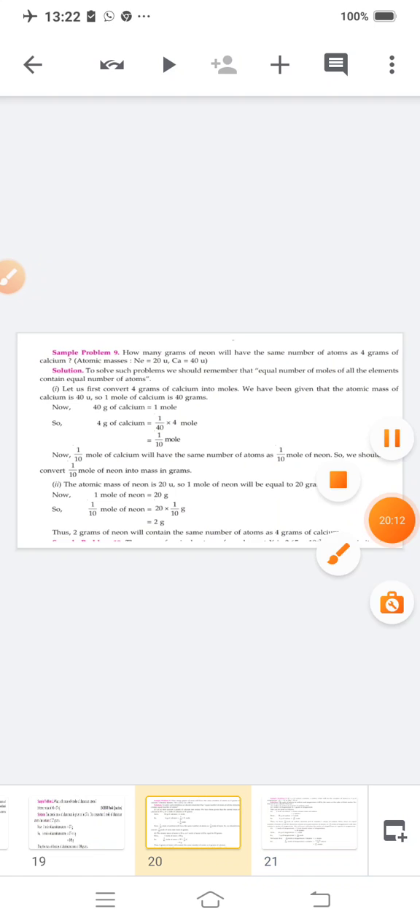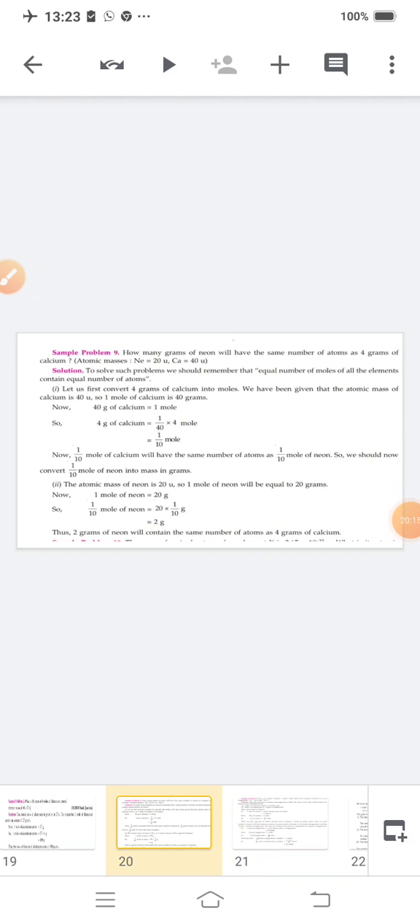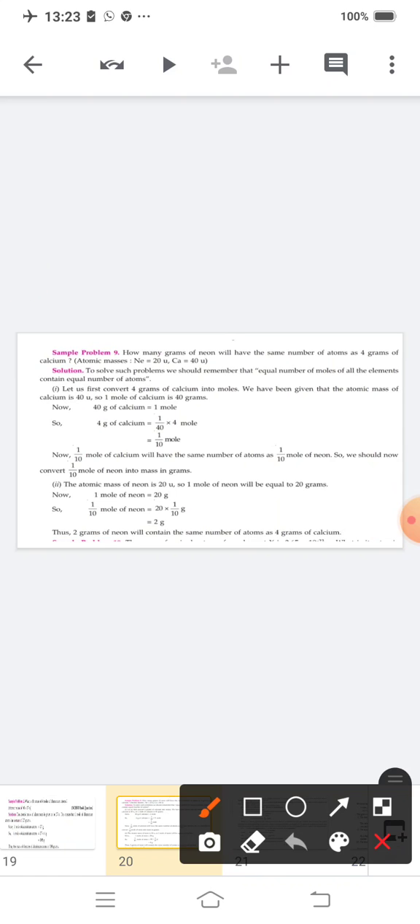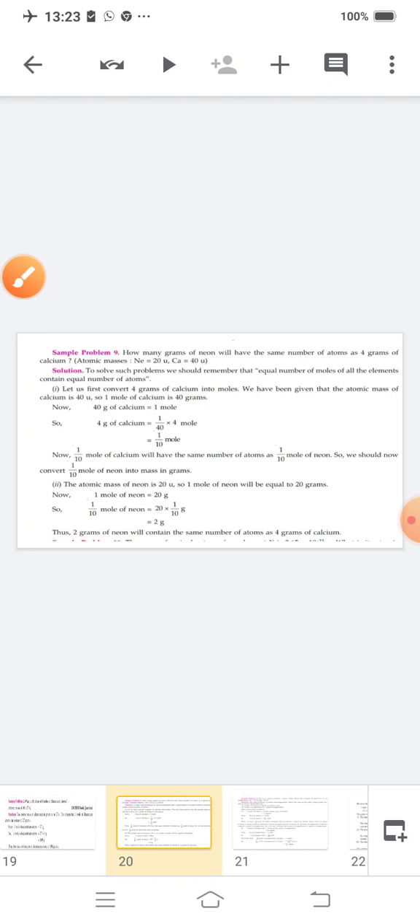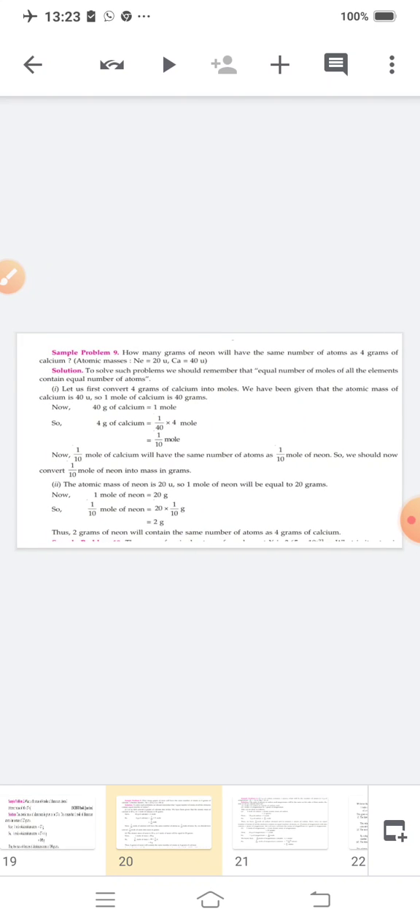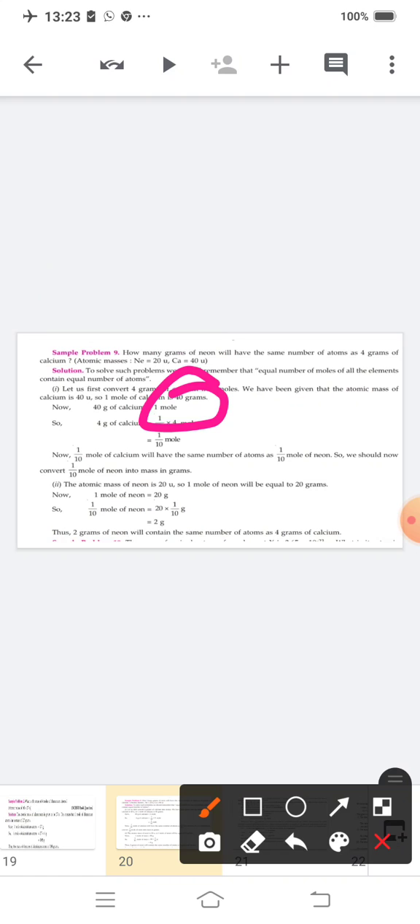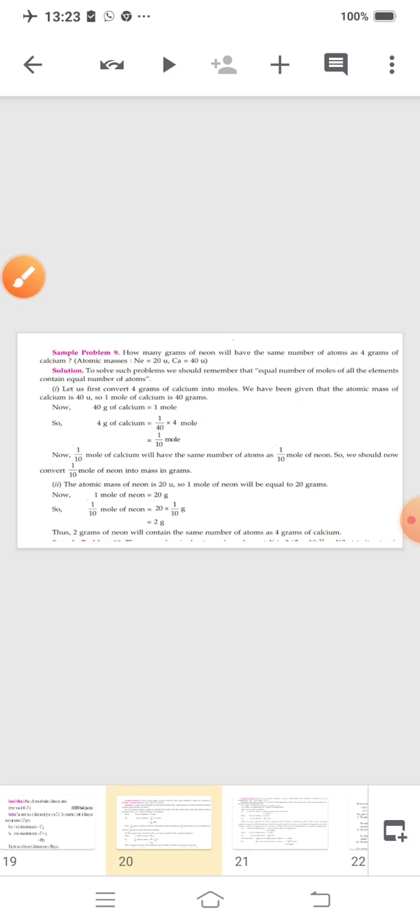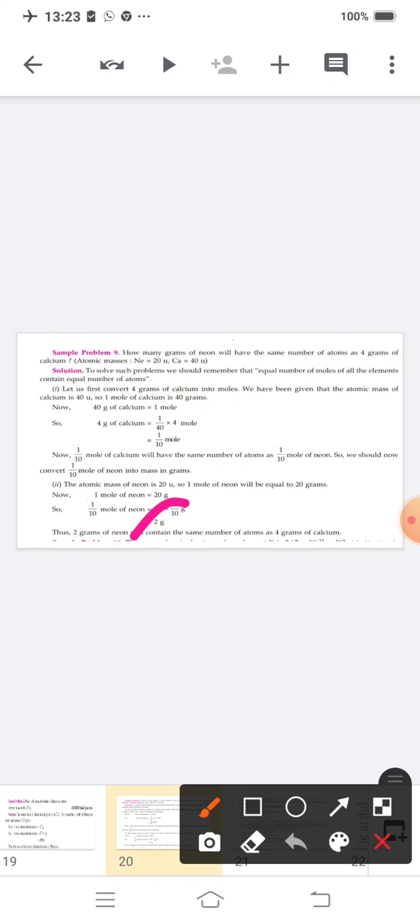Now, how many grams of neon will have the same number of atoms as 4 gram of calcium? So for this, first you remember this: equal number of moles of all elements contain equal number of atoms. So 40 gram is equal to 1 mole. So 4 gram is equal to 1 by 40 into 4. So in 4 gram, how many moles are there? 1 by 10. We know that 1 by 10 mole of calcium will have 1 by 10 mole of neon. So 1 mole of neon is equal to 20 gram. The 1 by 10 mole is equal to 20 into 1 by 10. So you will get 2 gram. Is this clear?